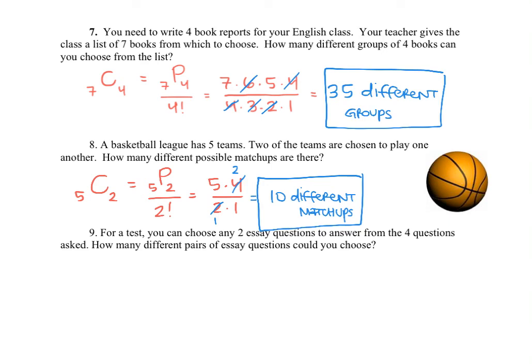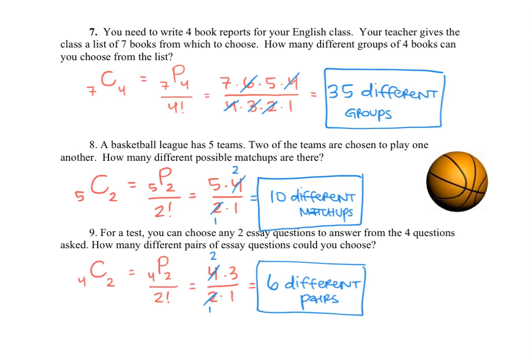All right, why don't you pause the video real quick and try number 9, then press play and check it, and that will be the end of our lesson. All right, so this one, you had 4 choices and 2 spaces, so check your work with mine. Your final answer here should be 6 different pairs of essay questions that you could choose.